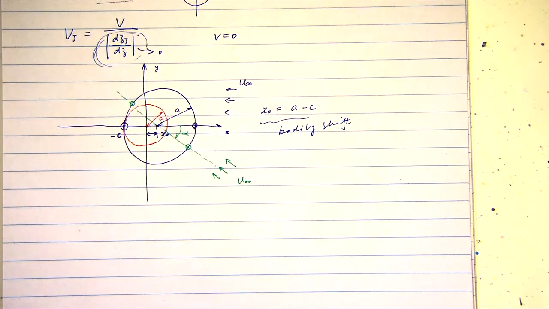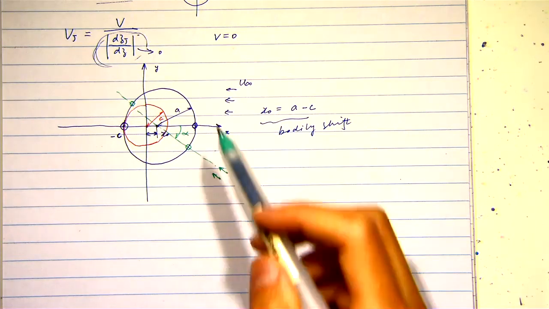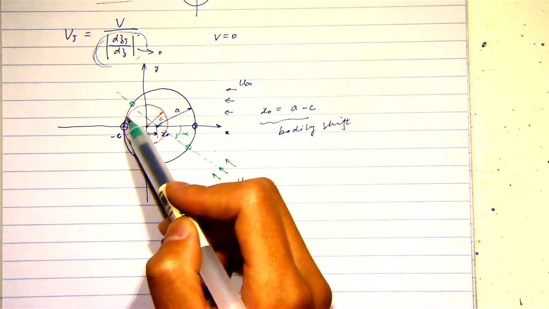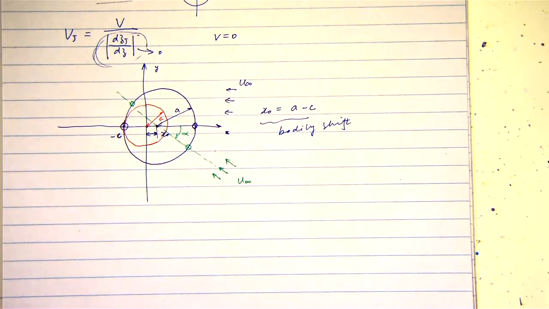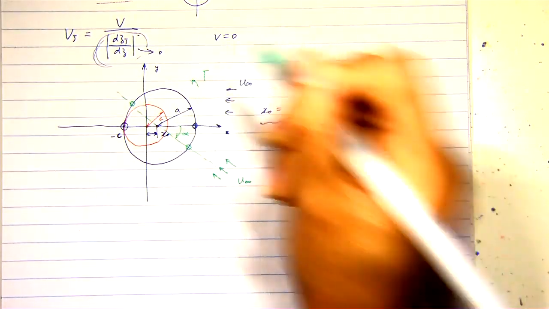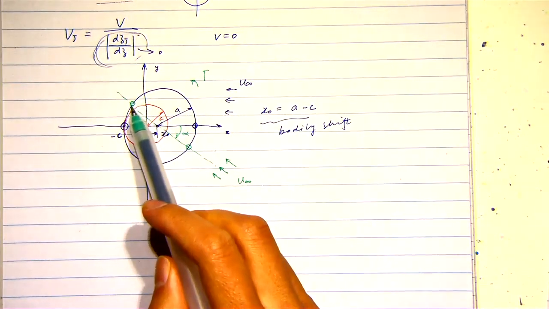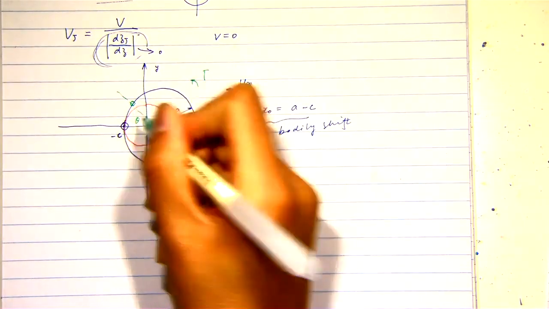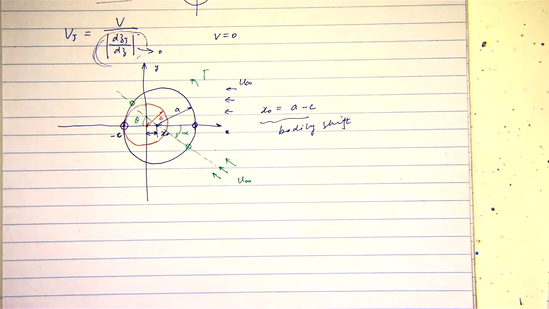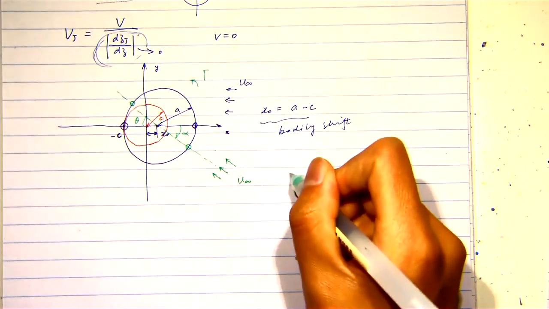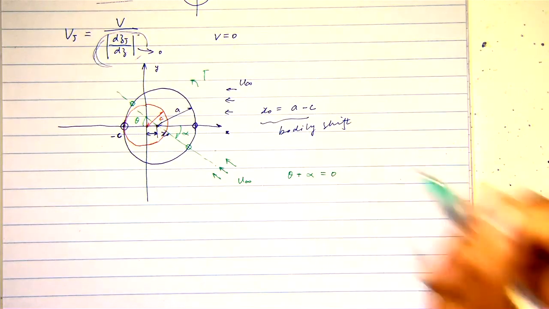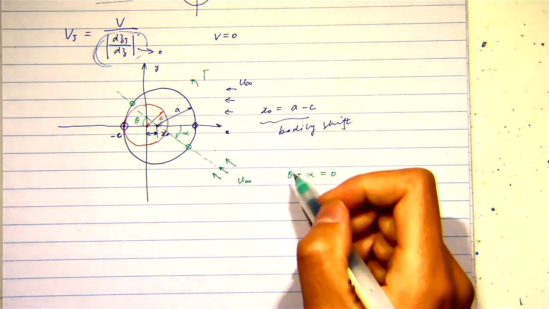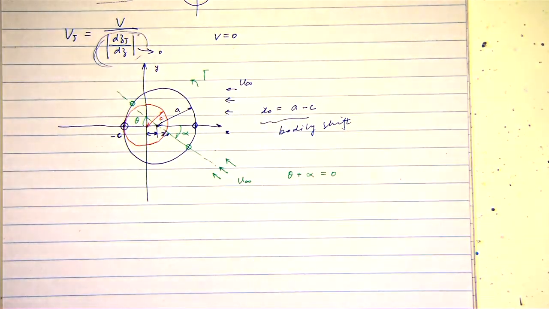So what we can do is to add a circulation to the flow around the cylinder to move this stagnation point to this place, right? So we need to add a circulation, gamma, and so we can move this stagnation point to this place. So I'm going to call this angle theta. From this sketch, we can see the relation between theta and alpha is theta plus alpha equals 0.